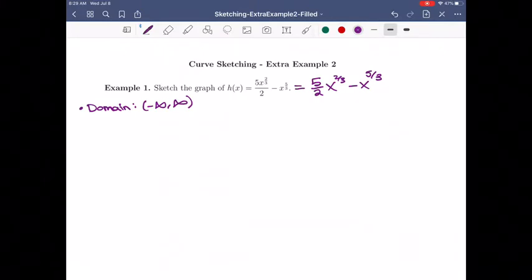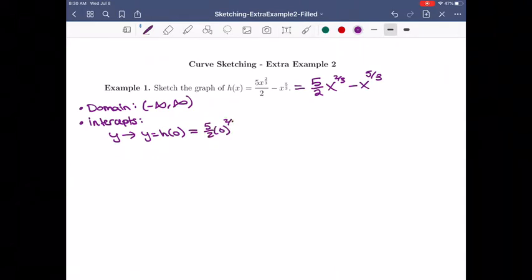So the intercepts. For the y-intercept, we plug in x equals 0. So y is h of 0, which here is going to be 0, because when I take 0 to any power, it's 0. So we get a point at 0, 0.